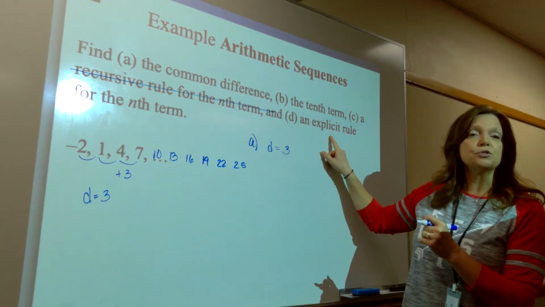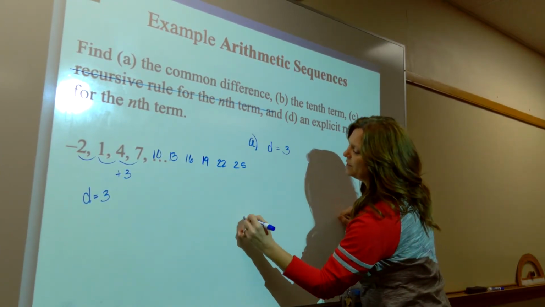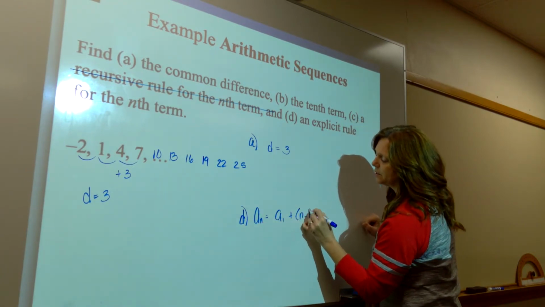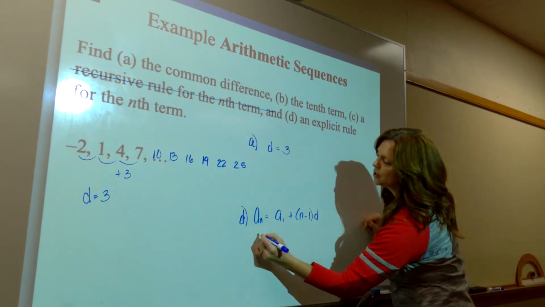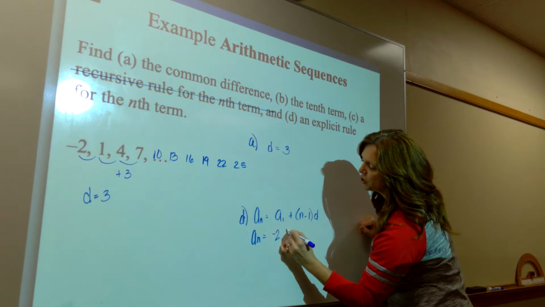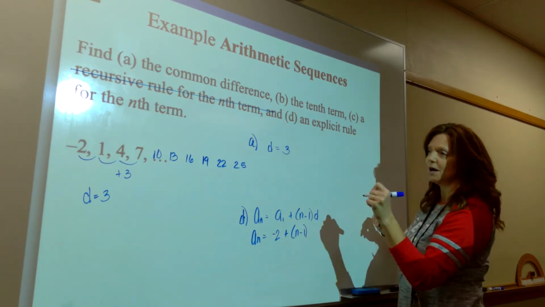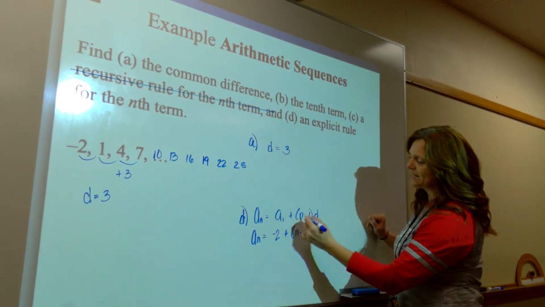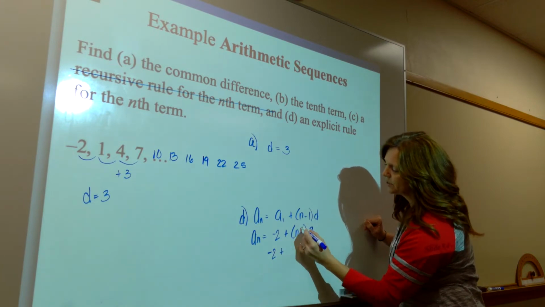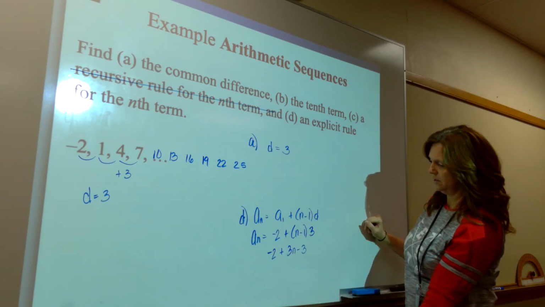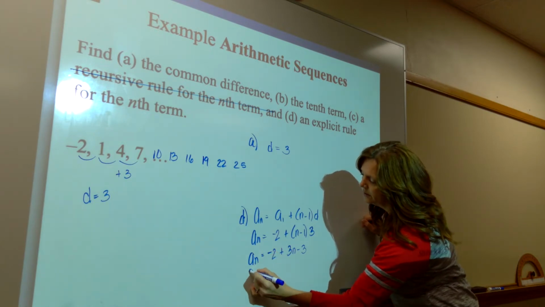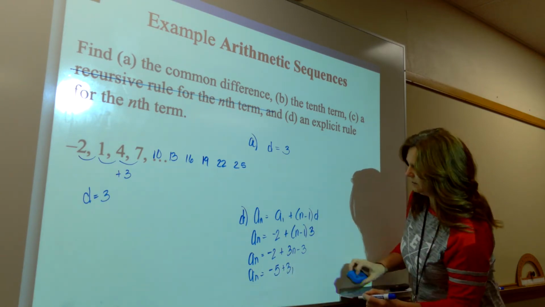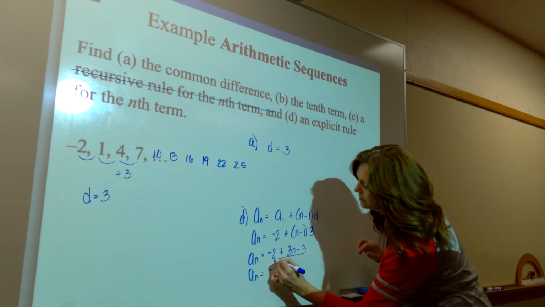So you could do it that way. You could also use your explicit rule, which we're gonna do next. We use that formula, a sub n equals a sub 1 plus n minus 1 times the common difference. So any term is equal to the first term plus n minus 1 times a common difference of 3. I can simplify this, negative 2 plus 3n minus 3. So a sub n has this rule of negative 5 plus 3n. That's my rule.